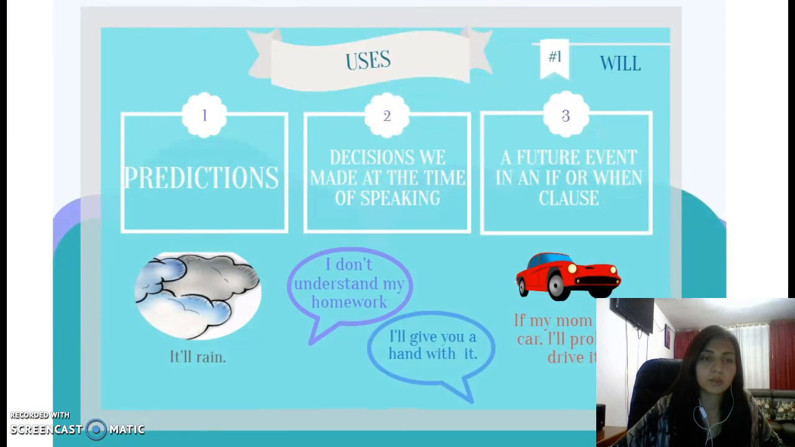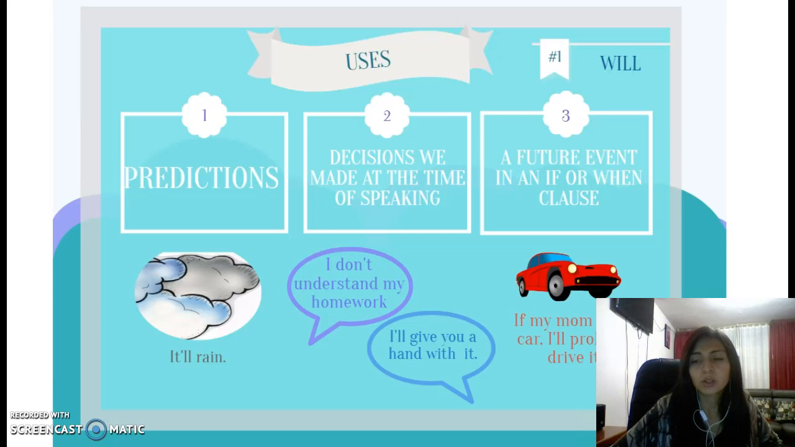The uses of will. So we can use will to talk about predictions. For example, you are looking at the sky and there is a little gray cloud, so you can say it will rain. We use it to talk about decisions we make at the time of speaking.